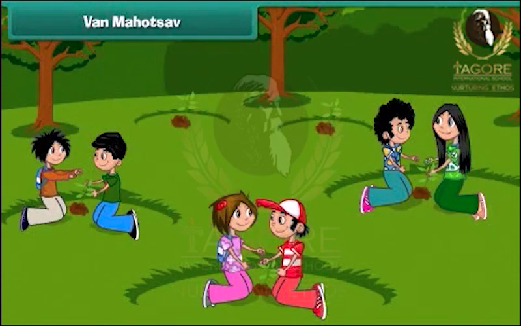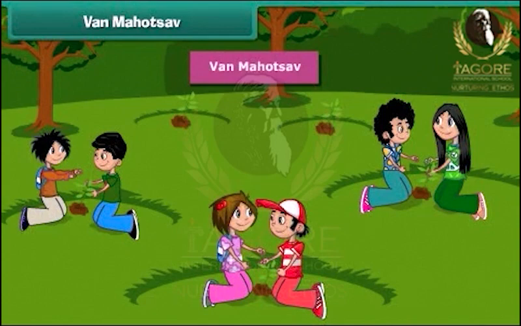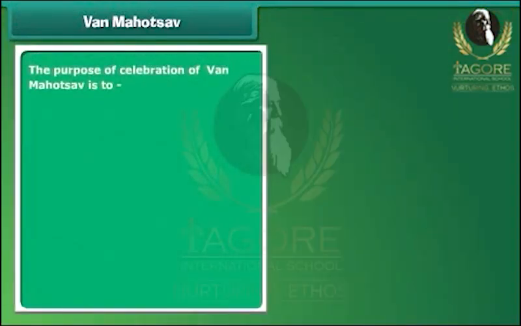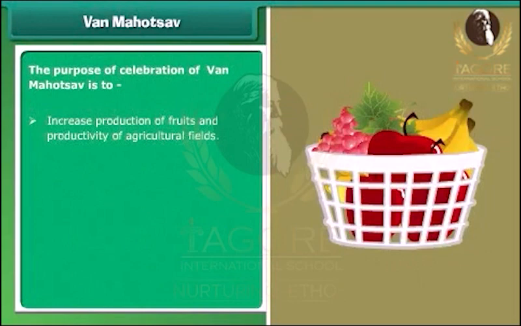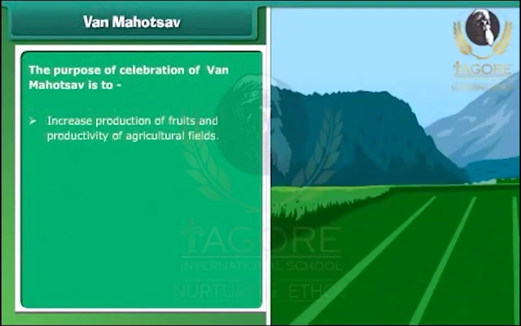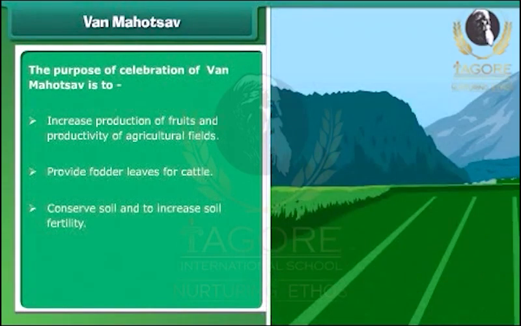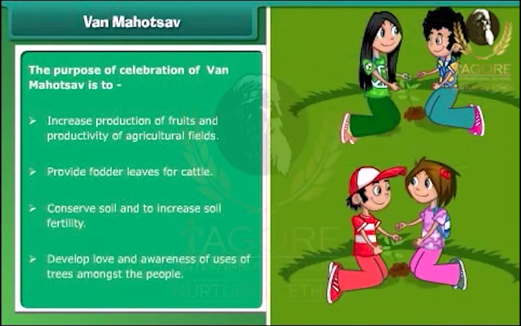Friends, now let's know about Van Mahotsav. Van Mahotsav is a tree planting festival celebrated in the month of July every year. We celebrate Van Mahotsav to increase production of fruits and productivity of agricultural fields, provide fodder leaves for cattle, conserve soil, and increase the fertility of the soil, and generate love and awareness of uses of trees among the people.